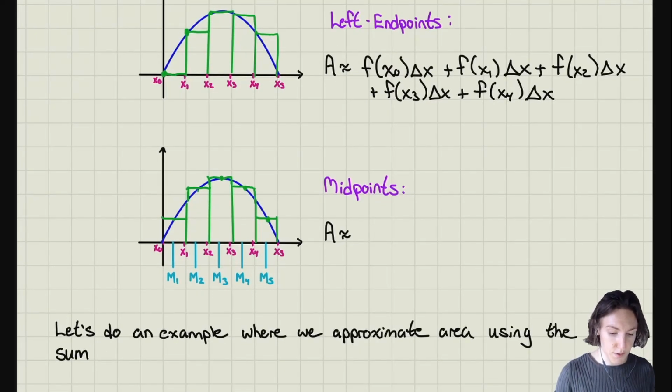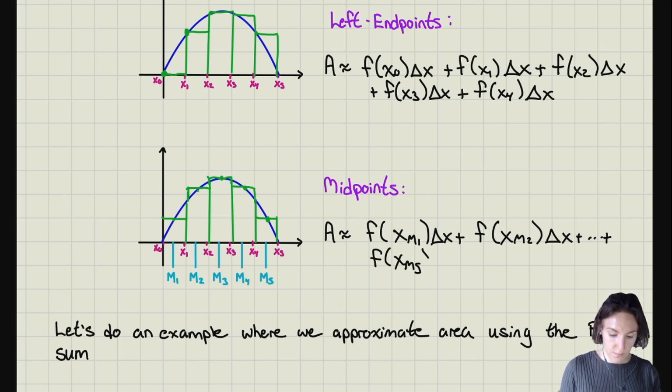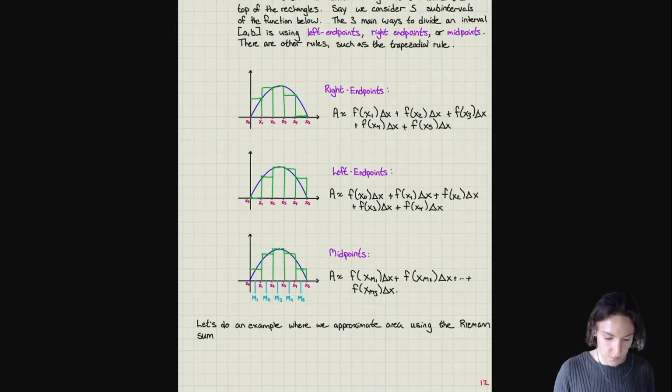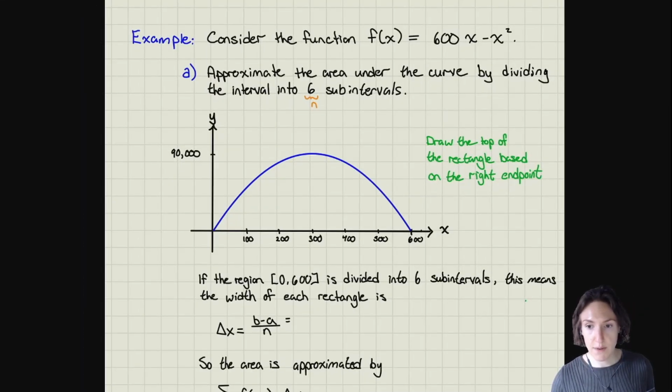Now if I do midpoints, this time the tops of each of my rectangles will depend on these m's. So the area of the first rectangle would be f at m1 delta x, plus f at m2 delta x, and then we keep going until the last one, f at m5 delta x. Okay, so these pictures will look slightly different, but again, these are just approximations. We'll do an example so you can see how, as we consider more and more rectangles, our approximations get better and better.